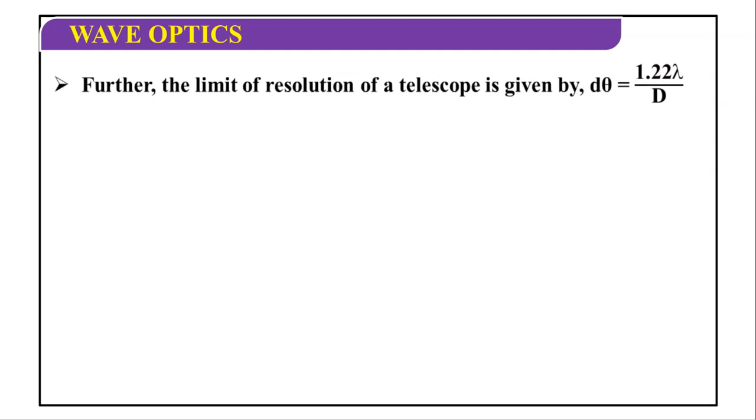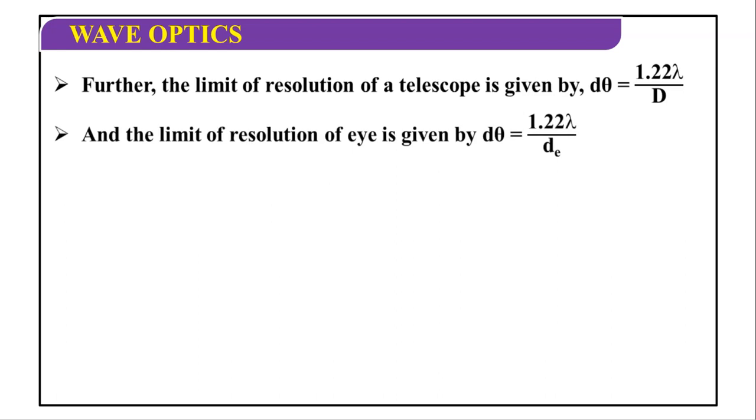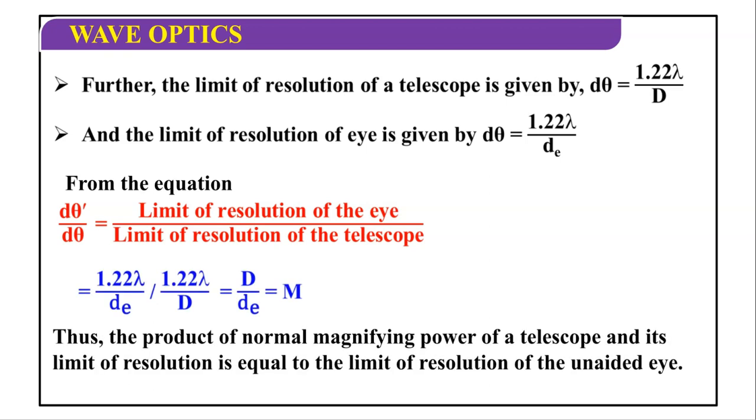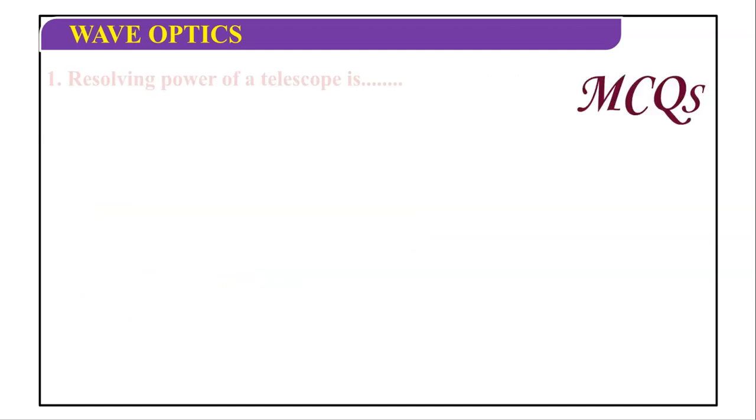The limit of resolution of a telescope is given by d theta = 1.22 lambda by D. And the limit of resolution of our eye is d theta prime = 1.22 lambda by d_e. From the equations we can say d theta prime by d theta is the limit of resolution of the eye divided by the limit of resolution of the telescope. After solving, we get m. Thus, the product of the normal magnifying power of the telescope and its limit of resolution is equal to the limit of resolution of the unaided eye.